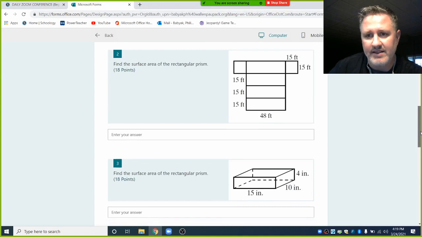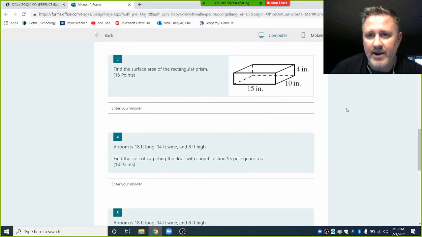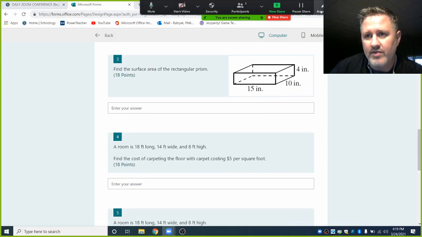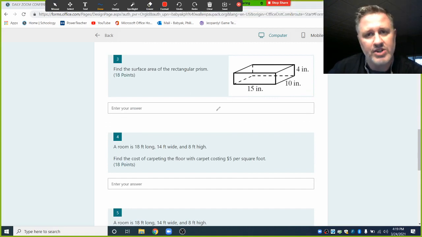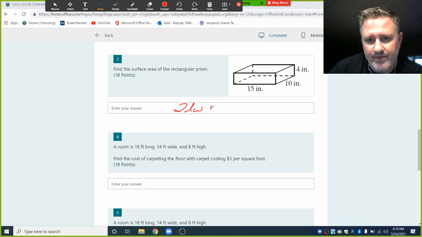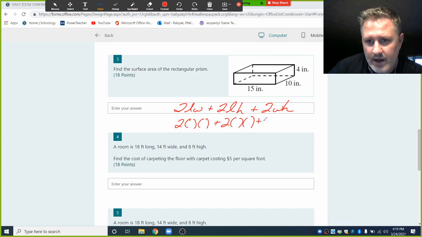All right, this time it's not written flat, right? I don't see the net. This is the net. This one's not, right? So instead of actually drawing it out and doing it, I'm actually going to use my formula here. So I'm going to use 2 length widths plus 2 length heights plus 2 width heights. That's the formula, right? So now I'm going to show my substitutions.